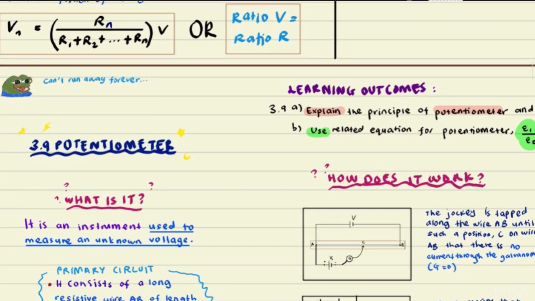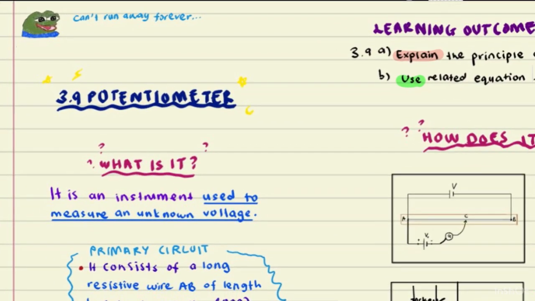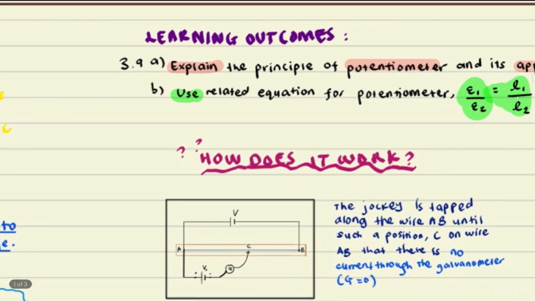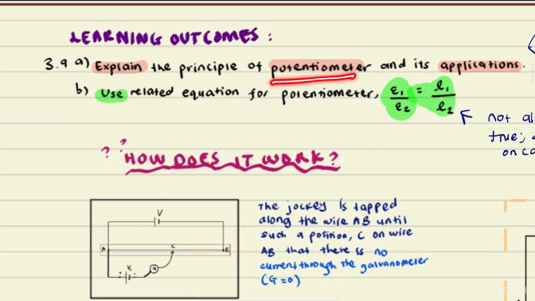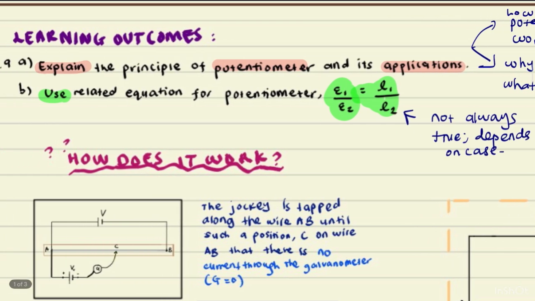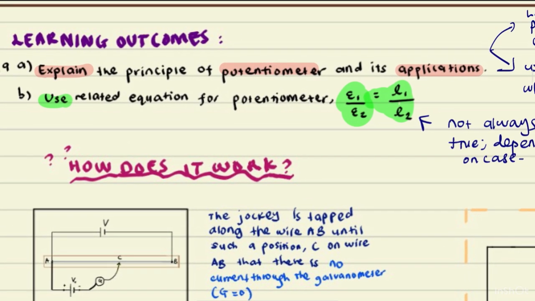Hello guys, so hari ni kita akan masuk 3.9 which is potentiometer, dan ada dua learning outcomes which is explain the principle of potentiometer and its application. So macam mana potentiometer works and as well as kenapa kita guna dia, dan what is it useful for. Okay, the next one is use related equation for potentiometer.